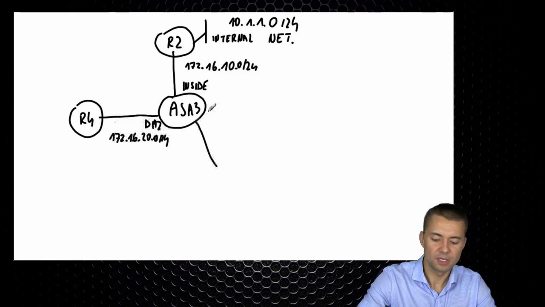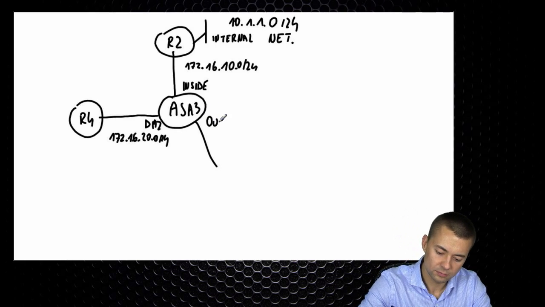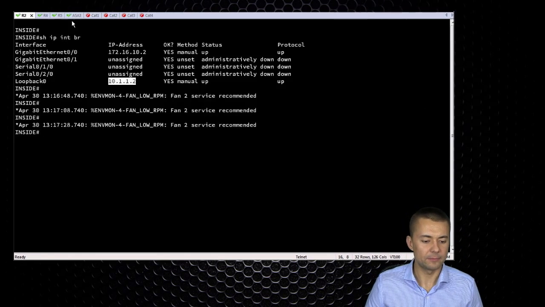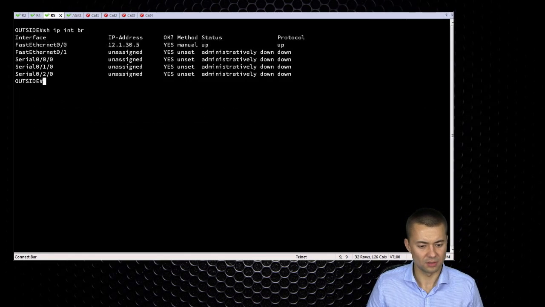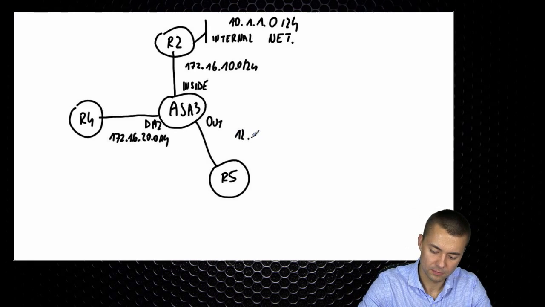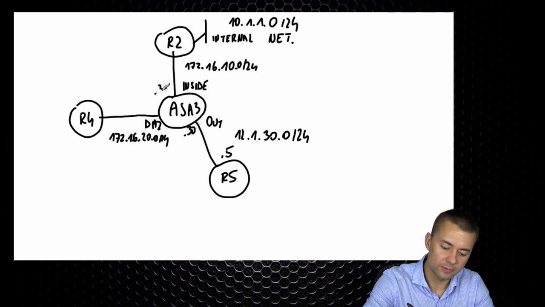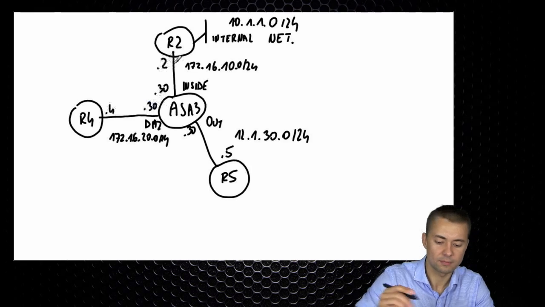And on the outside we will be using some public addresses. Router 5, and we have, I believe, the WAN1 for 30. It's 12.130.0/24. Okay, the ASA uses the 30 on all interfaces. 4 uses 4 and 2 uses 2.